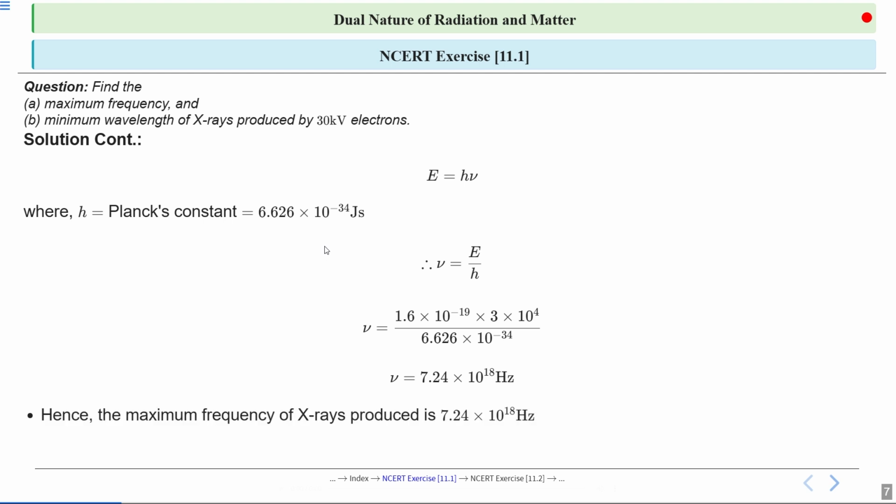Hence the maximum frequency of X-rays produced is 7.24 into 10 raised to the power 18 hertz.